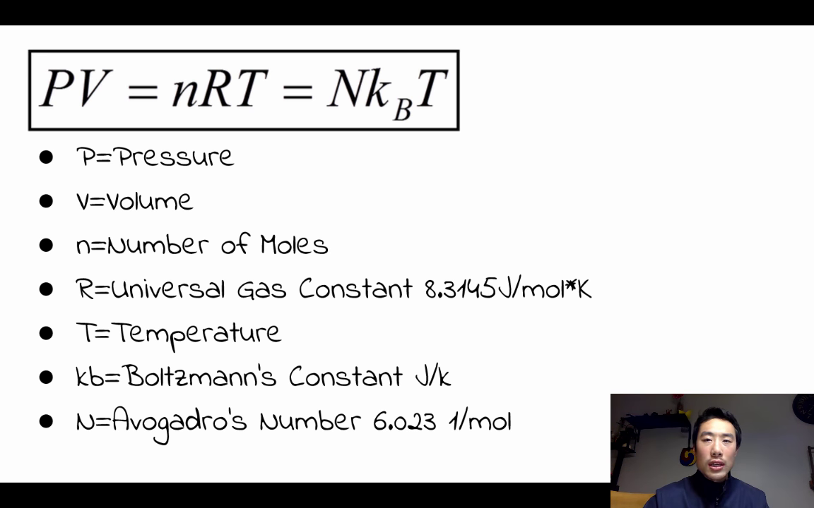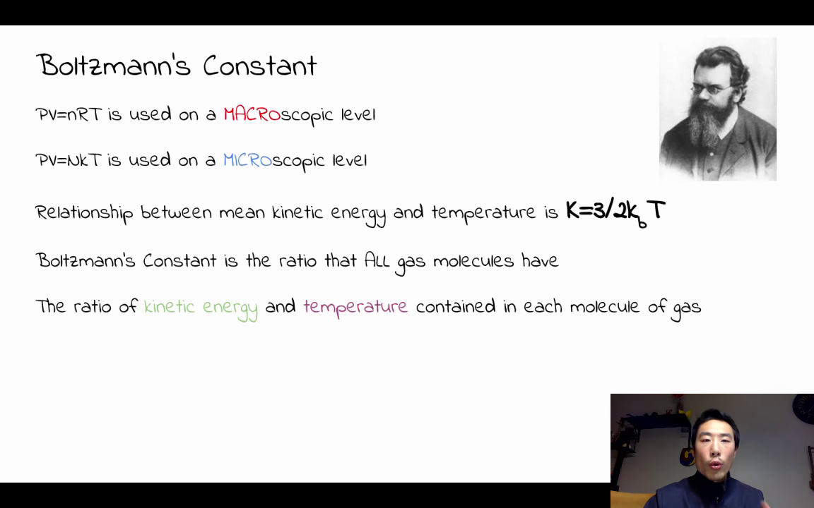Okay. And I will teach you when you can use either one. So the man on our right is Mr. Boltzmann himself, handsome as ever. So PV equals nRT is used on a macroscopic level, meaning we're looking at a lot of gas, more than 1 mole of gas. PV is equal to NkT is used on a microscopic level, not a lot of gas, so like a small sample of gas, okay? So Boltzmann's constant is a ratio that all gas molecules have.